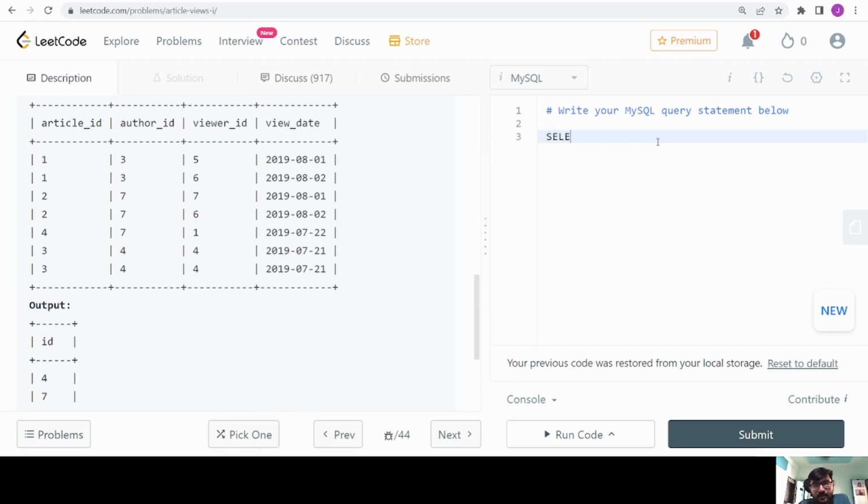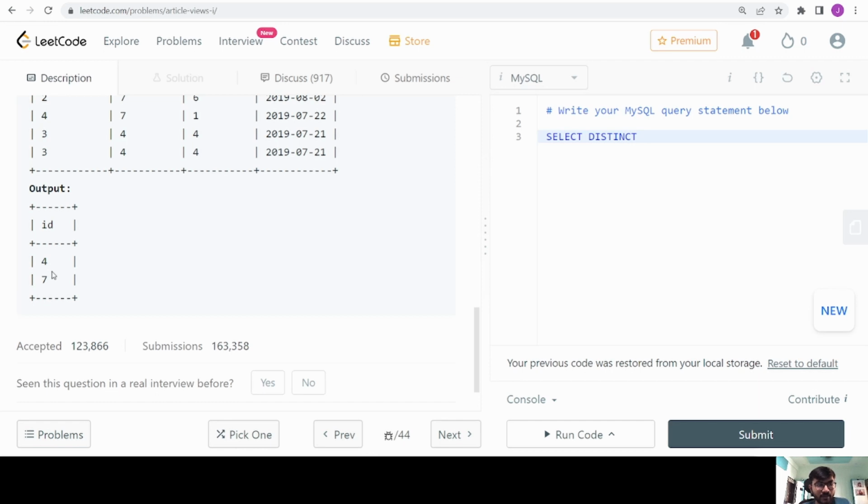So let's dive deep. We would select distinct author IDs only, because here we have 4 twice, but in the final answer we are getting it only once. So we will take distinct author IDs. So we would take distinct author_id as id.